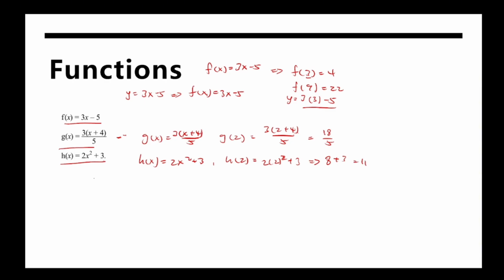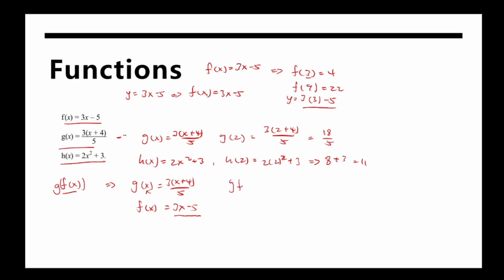Now there's a thing called composite functions. For example, we could have something like g(f(x)). This means g with the x being f(x). Now we know that g(x) is (3 times x plus 4) over 5, and f(x) equals 3x minus 5. So how this works is instead of x or any number, you put 3x minus 5 as the input.